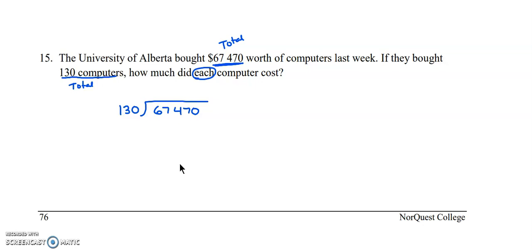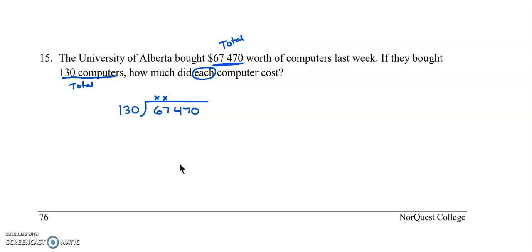We've got some big numbers here, but we need not be worried about it. We're going to stick with the plan. Dad, mom, sister, brother, rover. We're going to go through all of our steps. So first up, we're going to divide. 130 does not go into 6 or 67. We're going to be dividing 130 into 674.